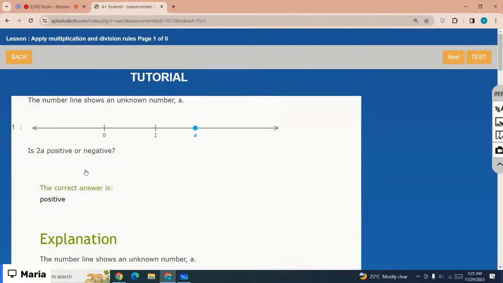Now, if you are multiplying any number with positive and negative numbers, how do we apply the rules in that case? Here is the number line shown. The number line shows an unknown number a. Is 2a positive or negative?